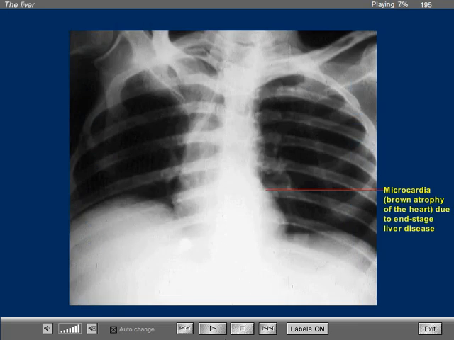This 37-year-old woman had microcardia, and at the postmortem examination, there was a brown atrophy of the heart. Brown atrophy is a degenerative process that may lead to microcardia, so that in this case it was due to end-stage liver disease.